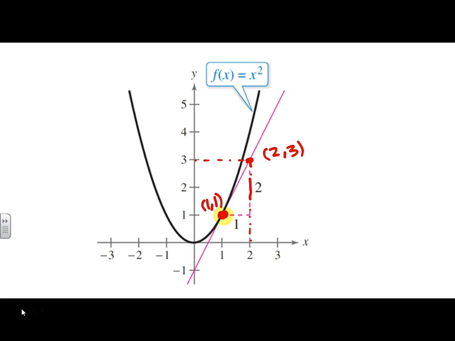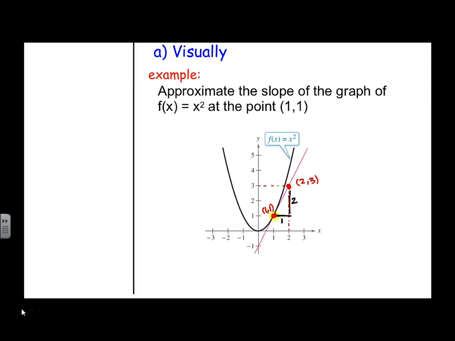Is it perfectly? I don't know, maybe. So as we see that point (2, 3), we could do the old-fashioned y2 minus y1 over x2 minus x1. We could also just see the rise over run and say how far over. That's going to be 1. How far up? That's going to be 2. Long story short, our best approximation of the slope of the tangent line at (1, 1) of x squared is: rise is 2, run is 1. Does this slope's sign, a positive slope, make sense with what you guys see? Okay, good. It's going up.